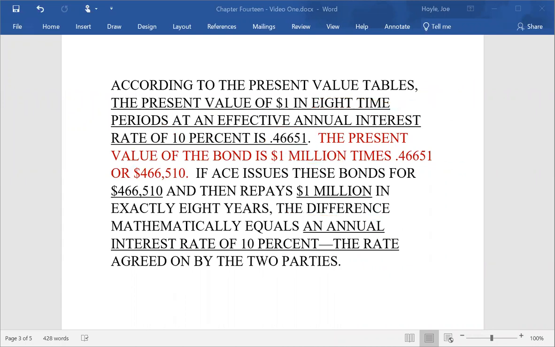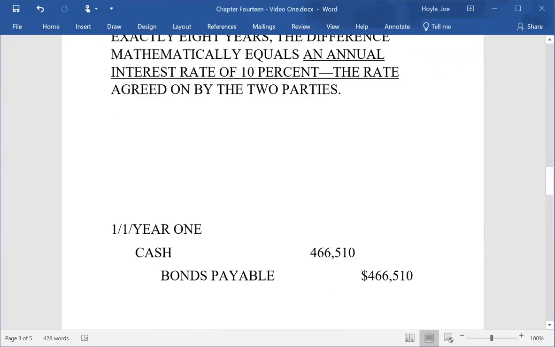If you're going to be a business person, if you're going to be an investor, it's important to understand how a bond market works. ACE creates a bond, it takes it into the bond market. They determine the present value of those cash flows based upon a negotiated interest rate, and that's what the buyer will pay ACE for that bond.